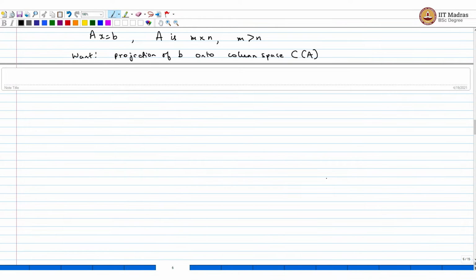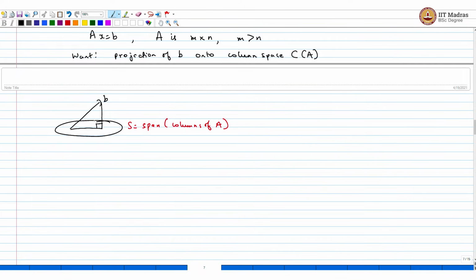The logic is going to be the same as whatever we did in the case of a line. So, you have a b, and then imagine this is your set S, the span of columns of A, and you want to do orthogonal projection onto this. Let me call this p. In this case, p would be A x hat, and this would be your b minus p.